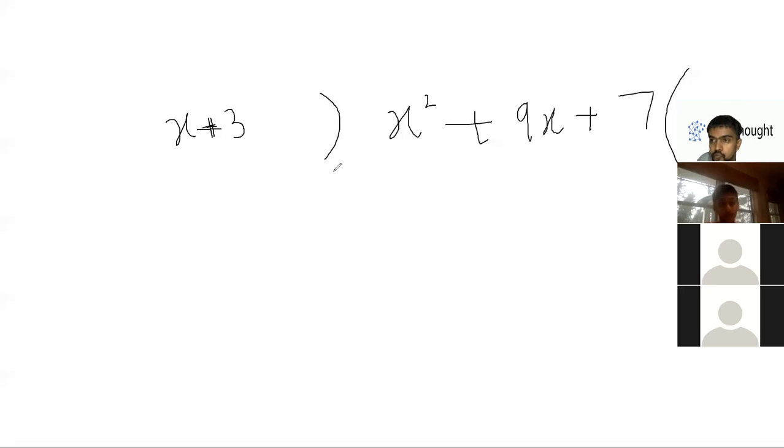Anyway, so we need to use negative 11 as the remainder, and x plus 3 is the divisor that goes into the number. So we can just try that quickly.